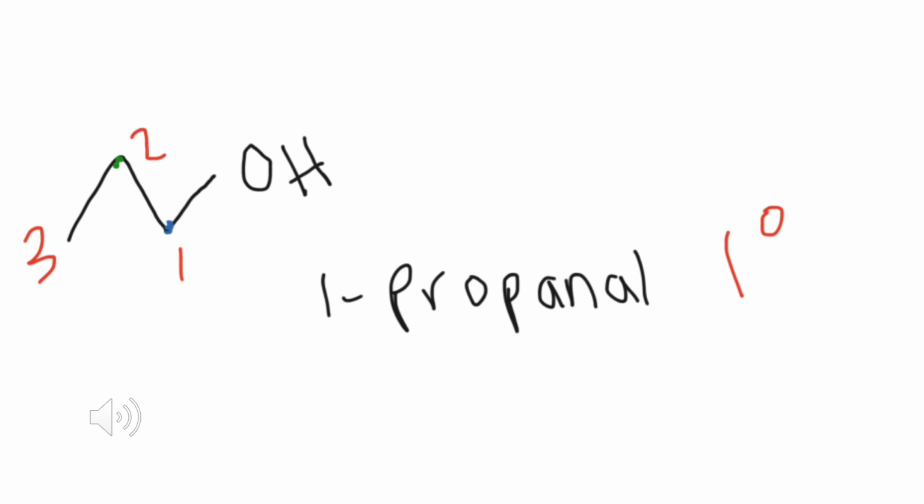Now, if the OH wasn't there, then we'd just have a 3-carbon alkane, which we would call propane. However, since we have the OH there, this is actually an alcohol. Therefore, an alcohol is going to have an -ol ending. So this is called propanol.